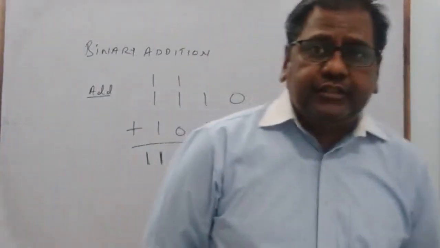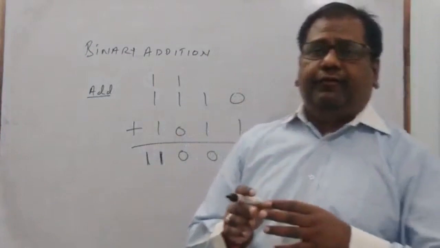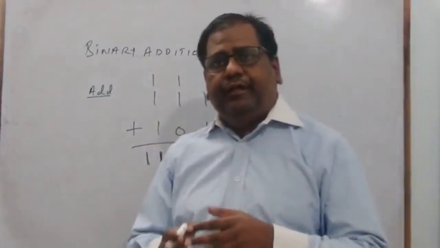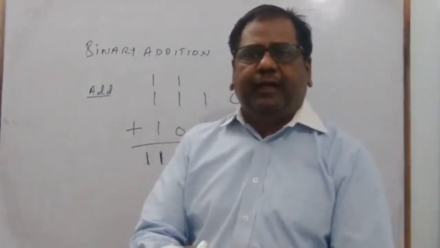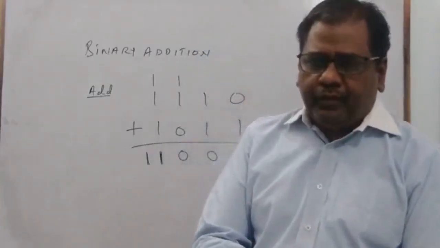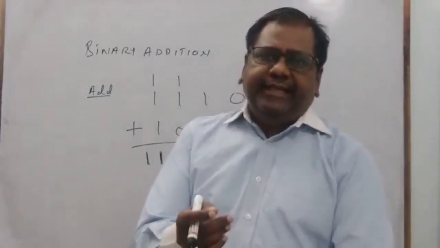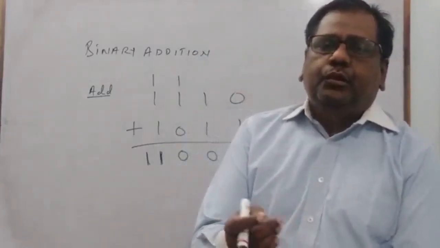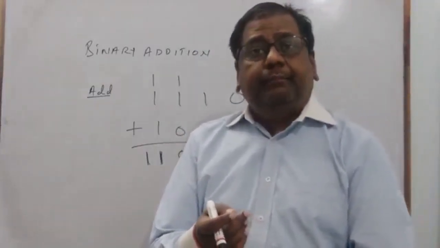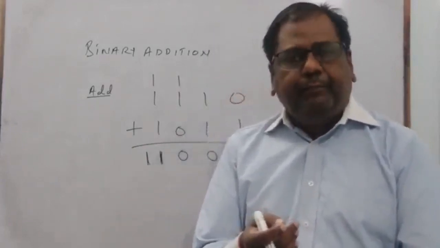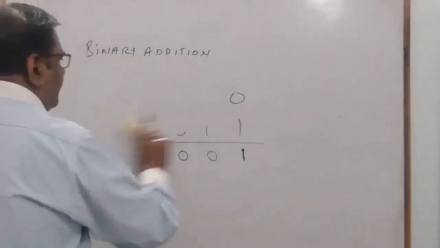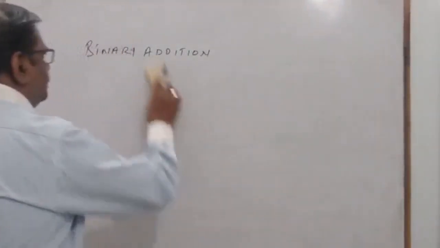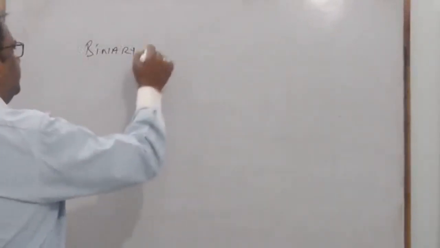Clear? This is very easy. Simple, you have to follow the rules, and according to the rule, you have to find the solution of the binary addition. It's very simple. Now we move to the next part, which is to find the binary subtraction. Right? Let's see. Binary subtraction.